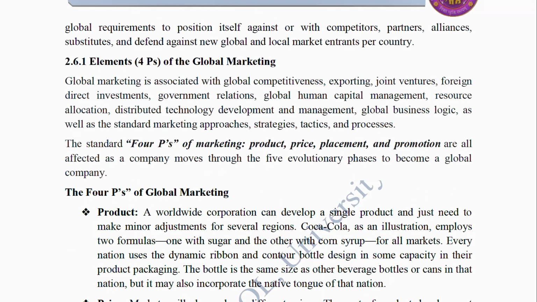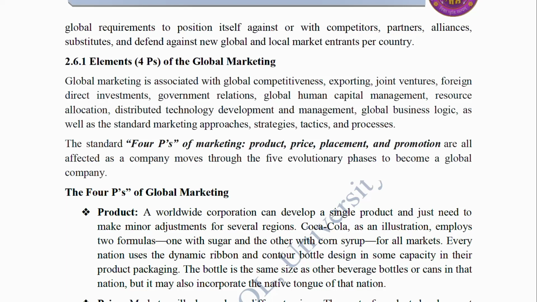2.6.1 Elements: 4 P's of global marketing. Global marketing is associated with global competitiveness, exporting, joint ventures, foreign direct investments, government relations, global human capital management, resource allocation, distributed technology development and management, global business logic, as well as the standard marketing approaches, strategies, tactics, and processes.